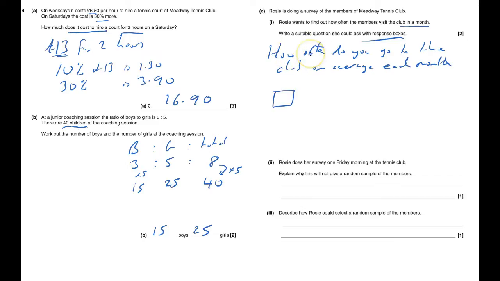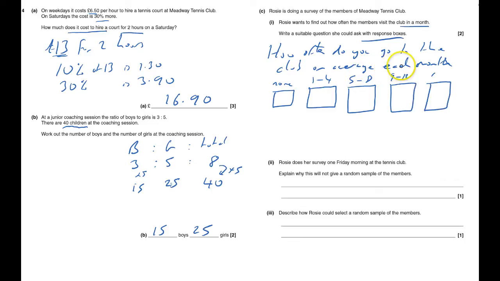Obviously one of them needs to be none, and then if it's per month, I would probably choose 1 to 4, because if they go once a week, then that would be 4 times a month. So I would probably do something like 1 to 4, 5 to 8, 9 to 12, and then more. The key thing with this is that you've got to have one for nothing down here, and you've got to have one for more.